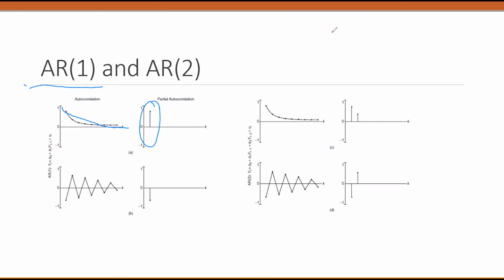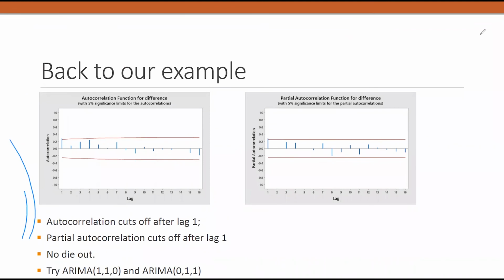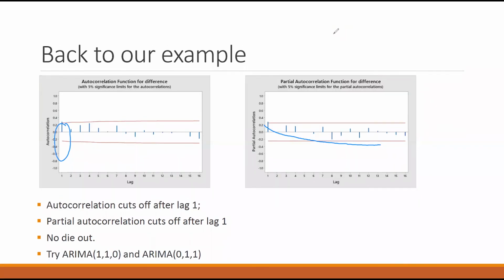We have AR1, right? On the other hand, I can also argue that partial autocorrelation is dying off and autocorrelation is cutting off at lag 1 because lag 1 is the one that's significant. If that's the case, then we have an MA1 process.